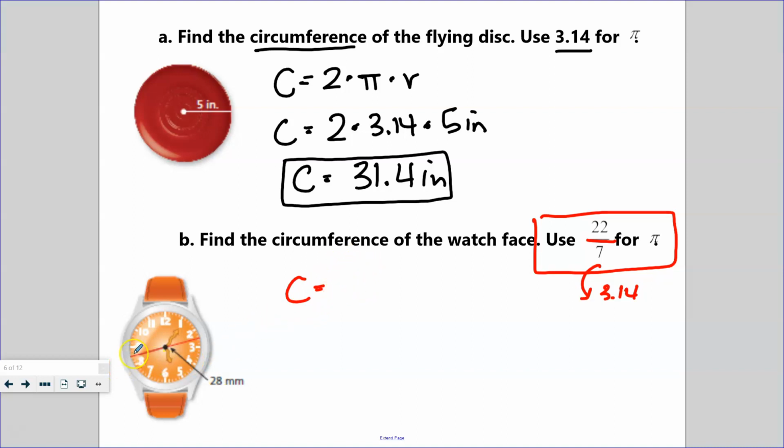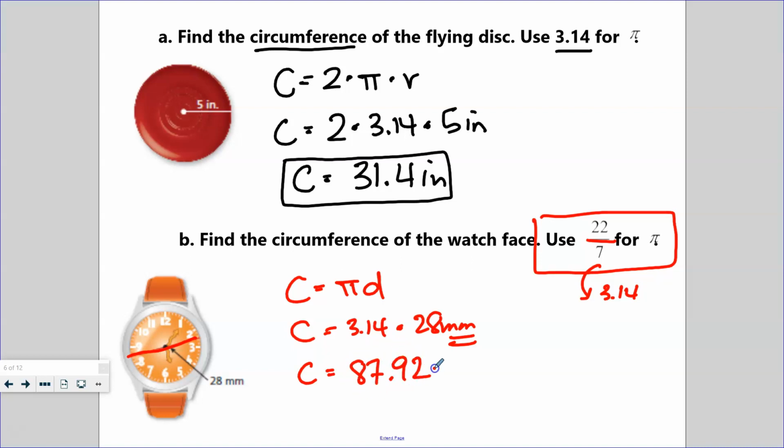So circumference equals, and they gave us the diameter, all the way across here. So we use pi times diameter, and circumference equals 3.14 times 28 millimeters. I feel like sometimes keeping the units in there helps me remember to put them on at the end. So 3.14 times 28, and we end up with 87.92 millimeters. And that would be about 8.8 centimeters. It seems like a lot, 87.92, but they're millimeters, they're tiny.